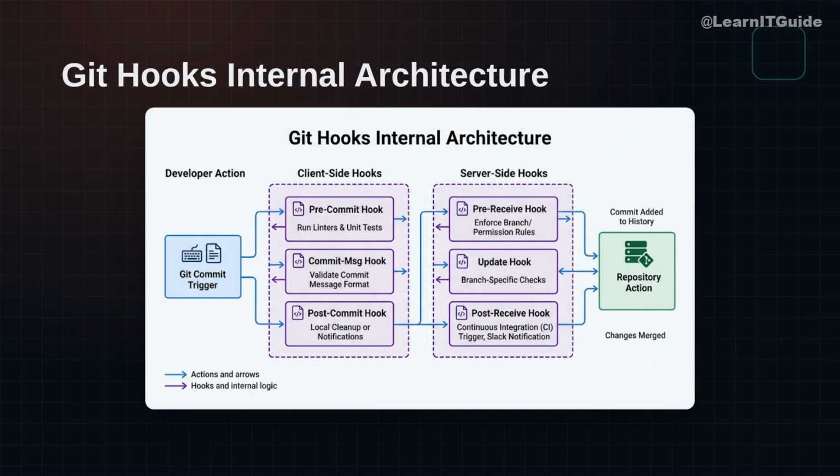How does this work internally? When you run a command like git commit, Git pauses its internal logic. It immediately checks the hidden directory for a hook matching that event. If the script exists and is executable, Git hands over control to the script. Only if the script finishes with an exit code of 0 will Git allow the commit to proceed. This creates a synchronous gatekeeper for your version control workflow.